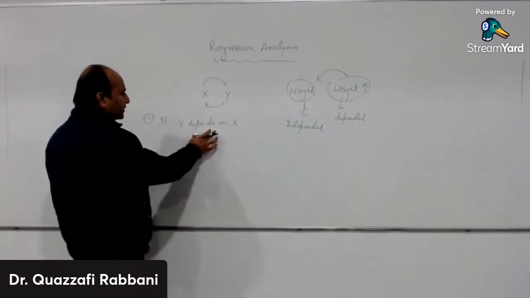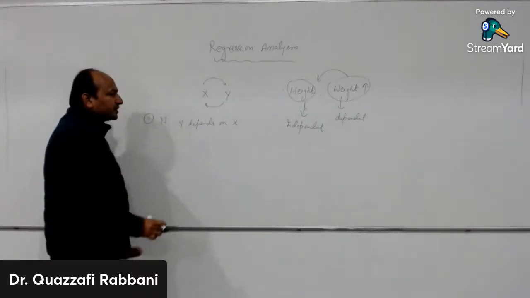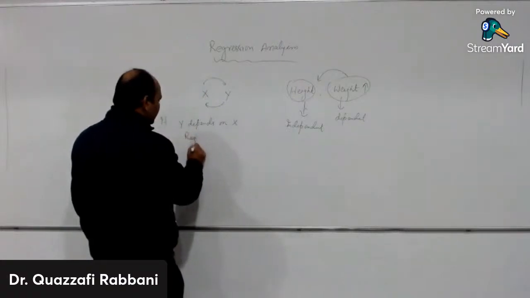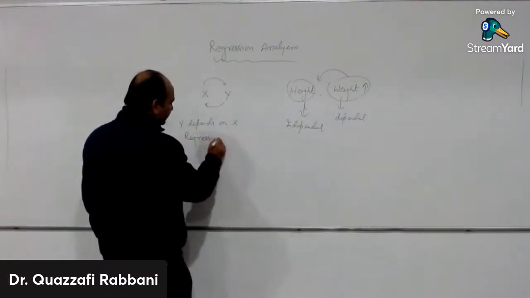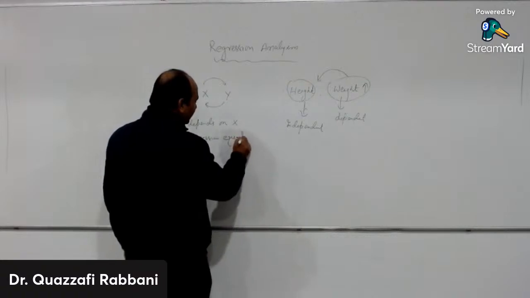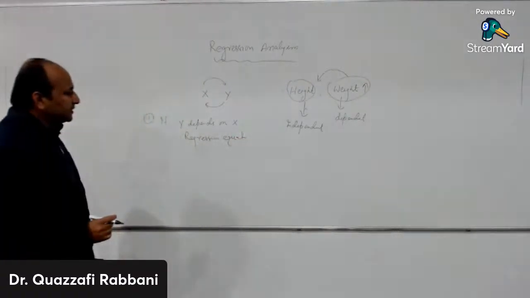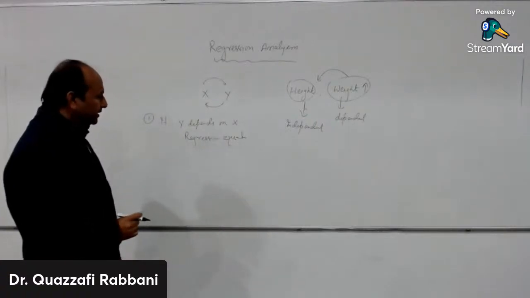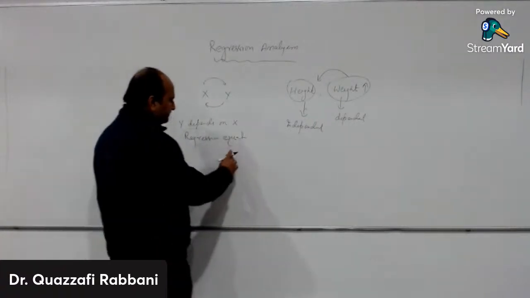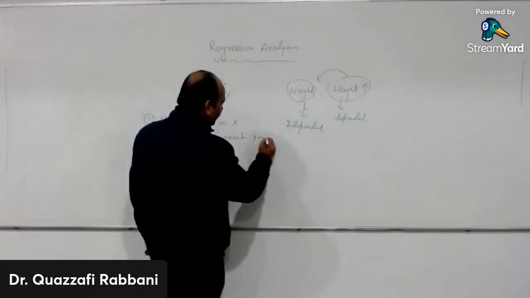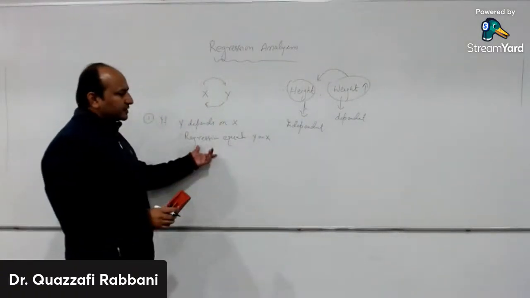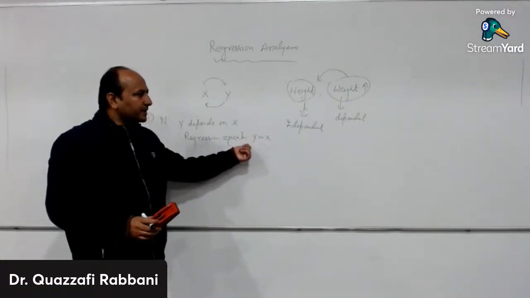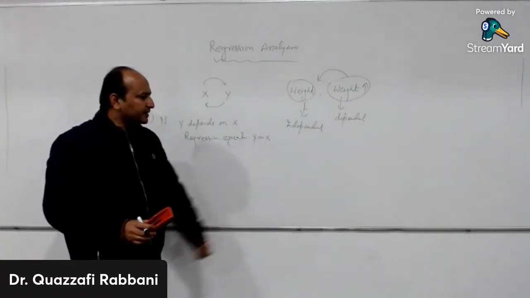This equation is known as the regression equation or regression line, because the equation is in linear form. Then we can say this is the regression equation or regression line y on x. Regression equation or regression line y on x means y depends on x; y is the dependent variable and x is the independent variable.